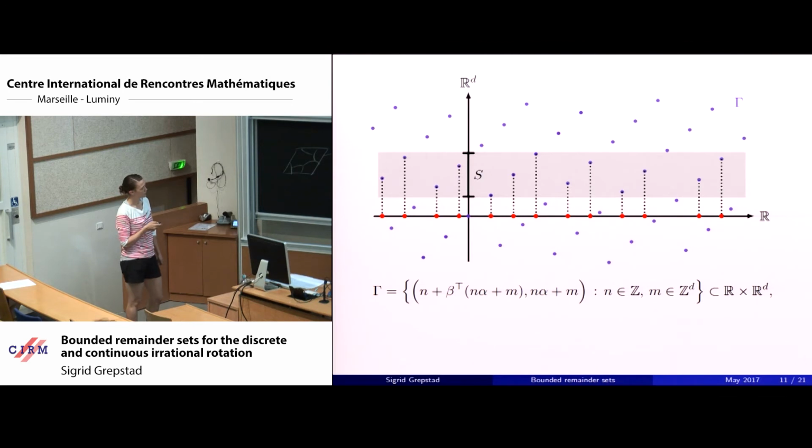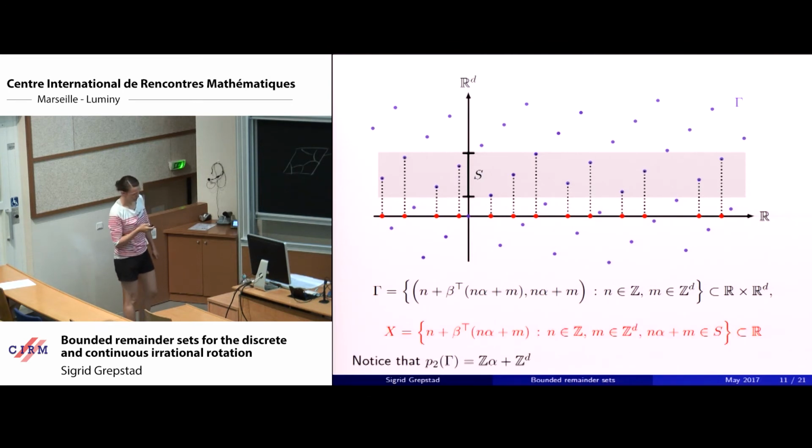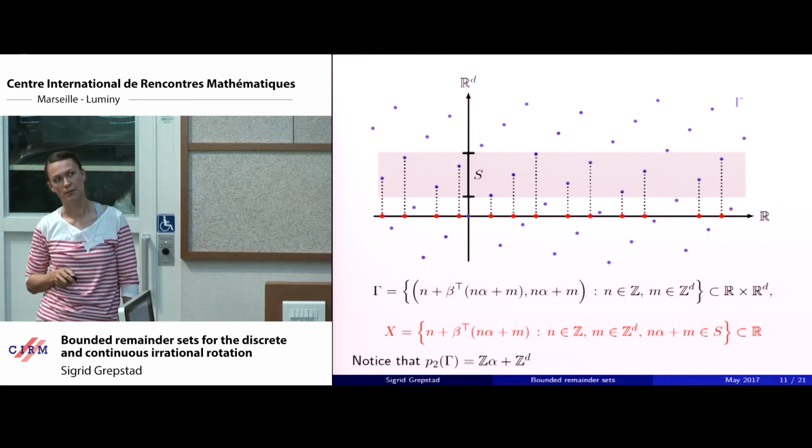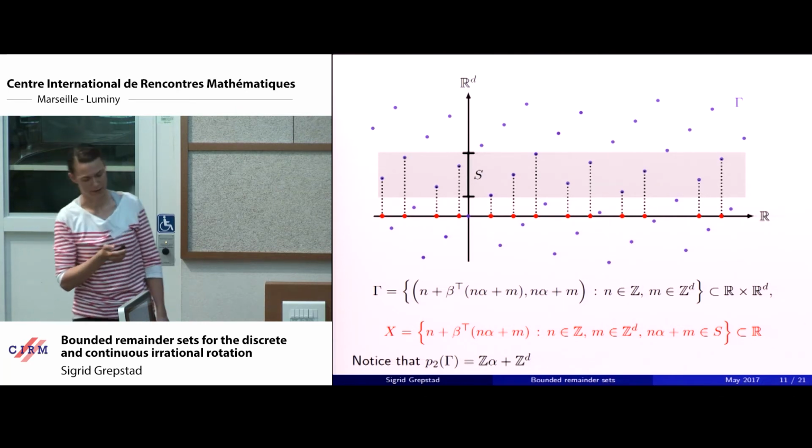And my cut and project set is now going to be of this form. So over here we see we have this n alpha plus m in S, so you can sort of start smelling the connection to bounded remainder sets. And I also want to point out that the projection onto R^D here is precisely Z alpha plus Z^D, which is clear from this last coordinate. All right.